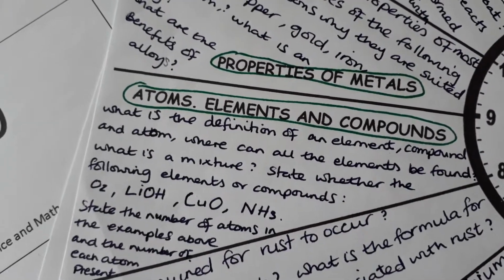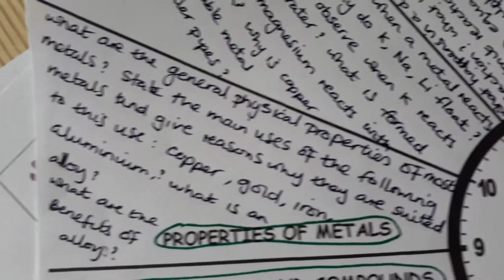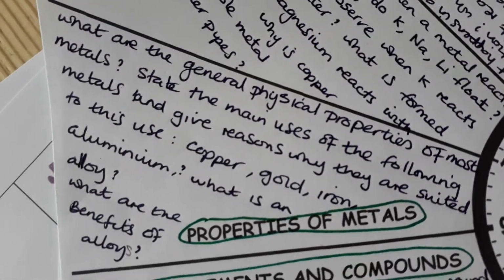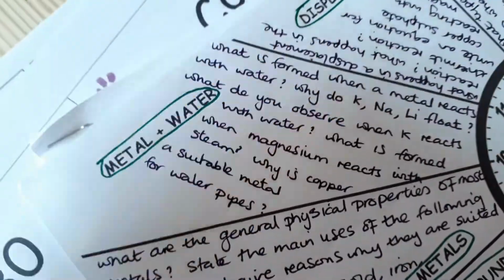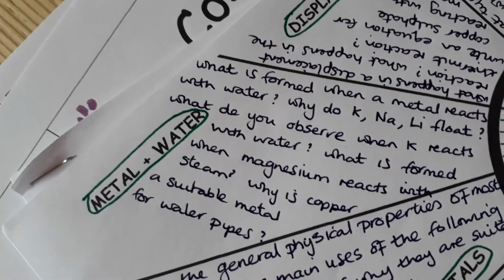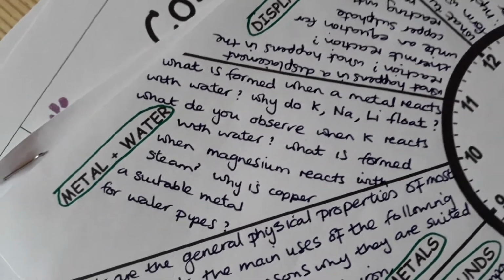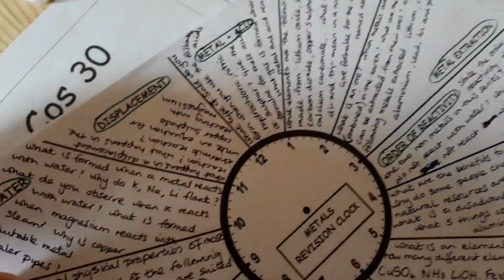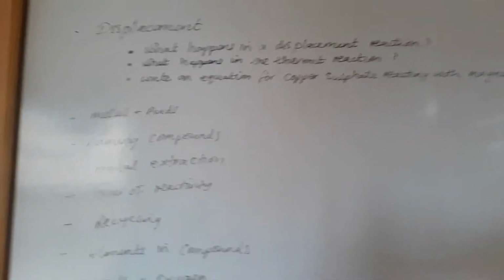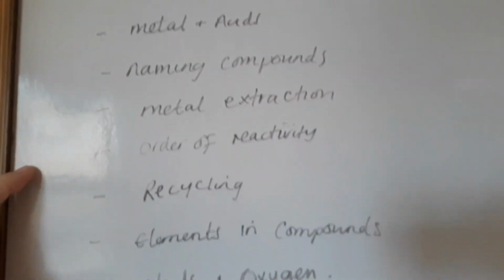And then properties of metals and then metals and water. So yeah, you can get this clock on the internet if you just put metal revision clocks in Google, and it should come up with it. But yeah, so that was just another idea that I thought would be good. Obviously these are all the titles I've just shown you.